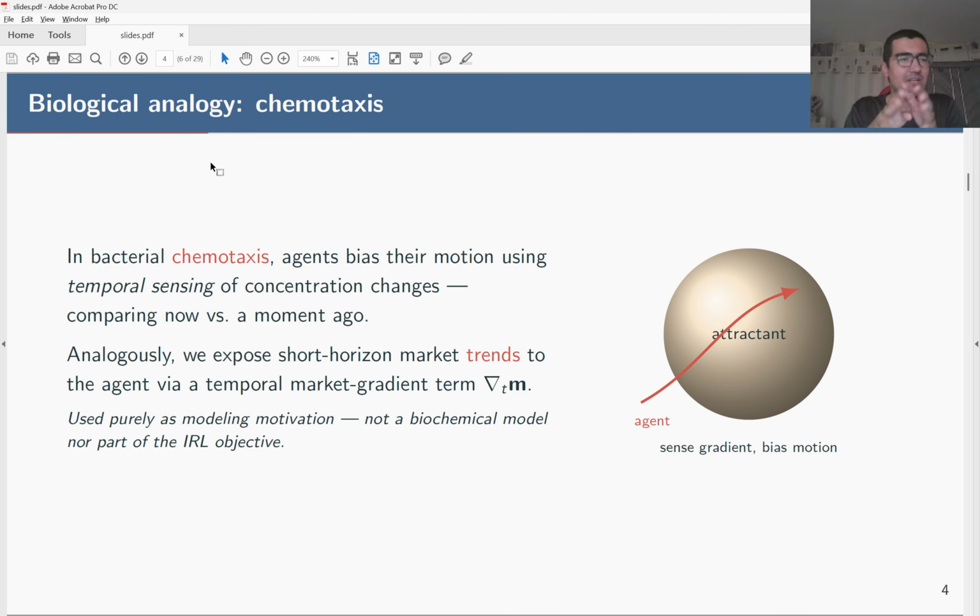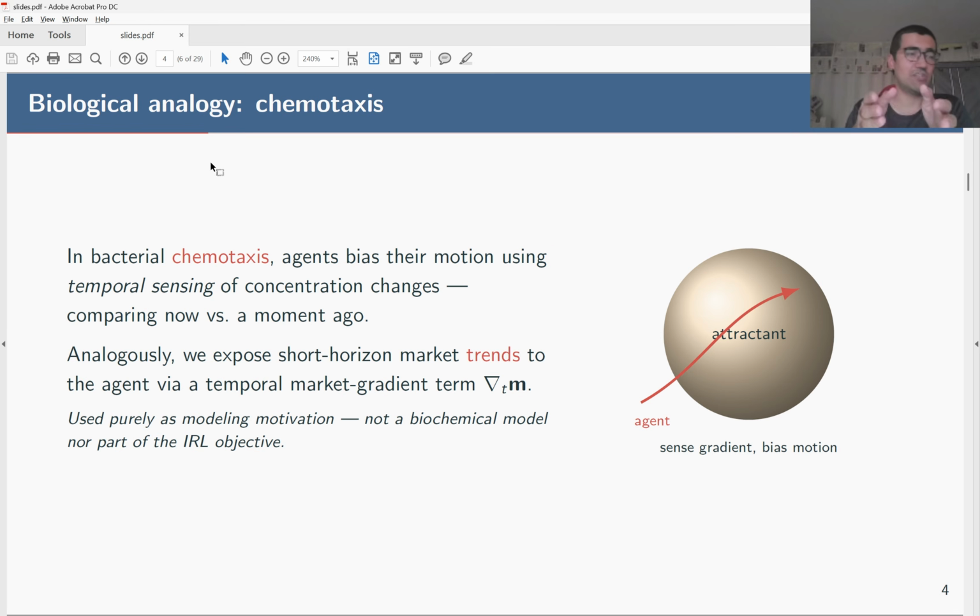Here I want to be very clear about one thing because it matters for how you read the paper. This is a modeling motivation only, and we are not modeling biochemistry. And chemotaxis is not part of the IRL objective. It is simply the intuition that justified adding a temporal gradient feature to the state.